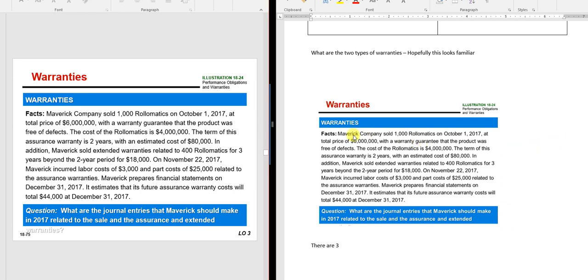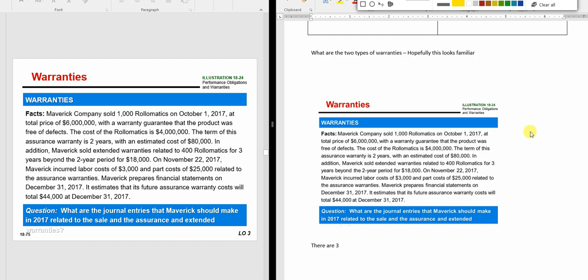written out over here. So Mavericks sold 1,000 Rolomatics on October 1st at a total price of $6 million. So if you are doing this, I would actually write this out to the side. 1,000 Rolomatics at a total price of $6 million. We might need the individual price of $6,000. Anyway, I'd write that outside there.